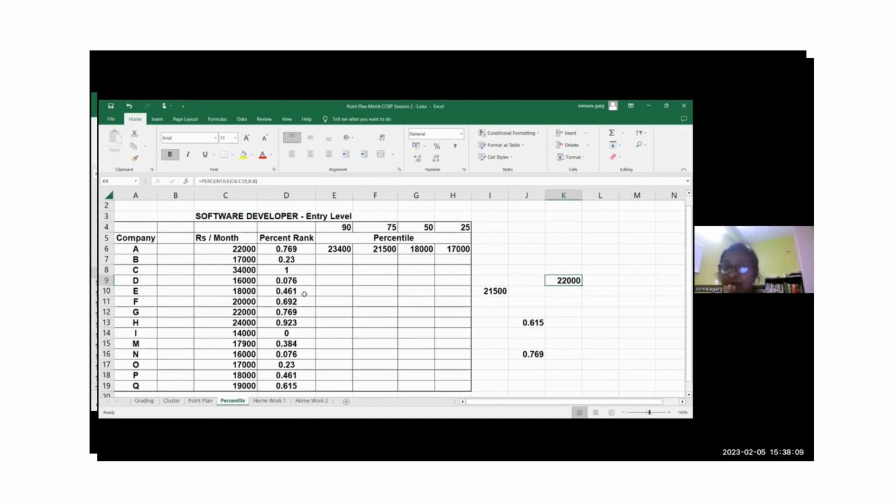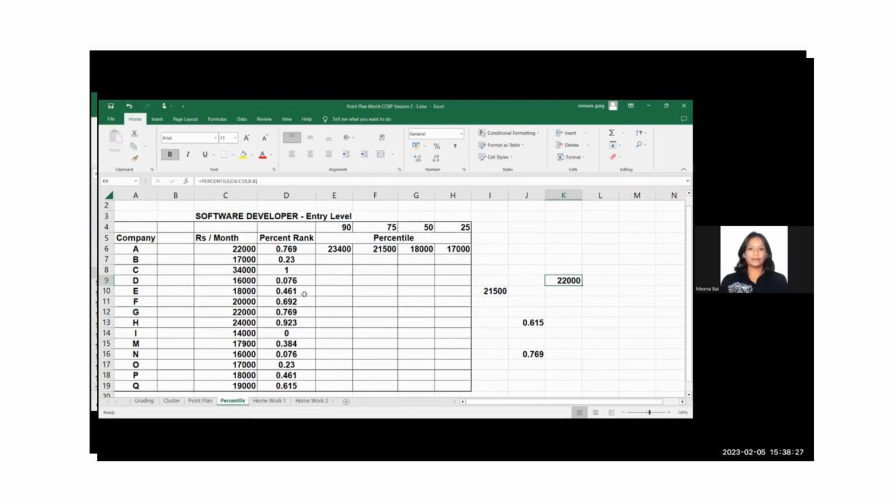So I want to position myself at the 95th percentile. What have I done? What will I do? I will start looking at similar peer companies' data. What are they paying for that typical position? Yes or no? Yes? Okay.